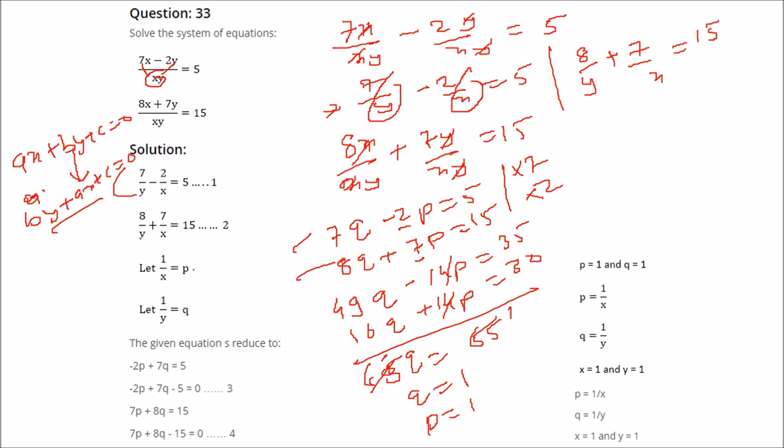Now what was 1 by x? It was p, so it was 1. And q is also 1. So x is 1, y is 1. This is your solution.